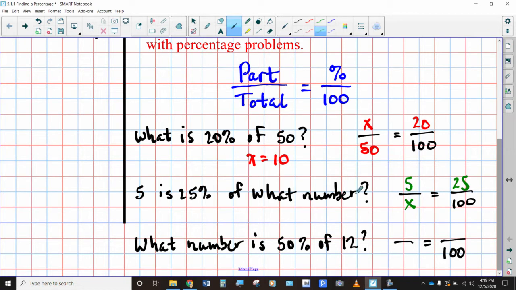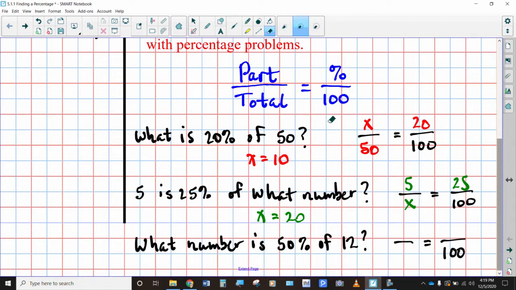It's always based on the total. So what would you multiply times 5 to give you 25? You would multiply times 5. So 25 divided by 5 gives you 5. So 100 divided by 5 means that x has to be equal to 20. So that means 5 is 25% of 20.